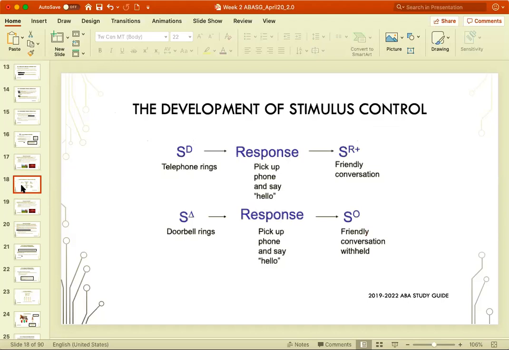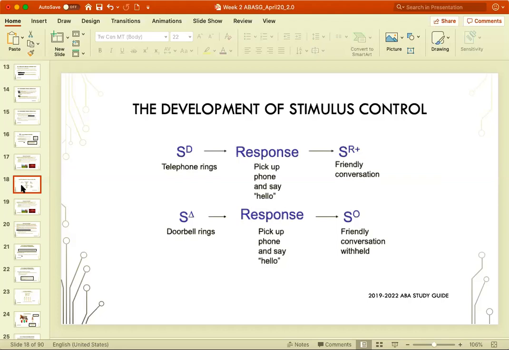Development of stimulus control is just basically we're all comfortable with our ABC paradigm. We have your SD where the telephone rings, response, you pick up the phone, and it's reinforced because you get a friendly conversation. Therefore, in the future, when a telephone rings, what do you do? You pick it up. Here's our ABCs of behavior.